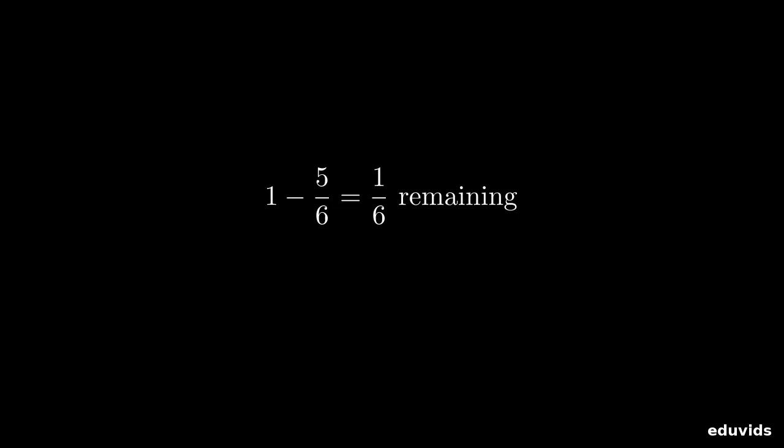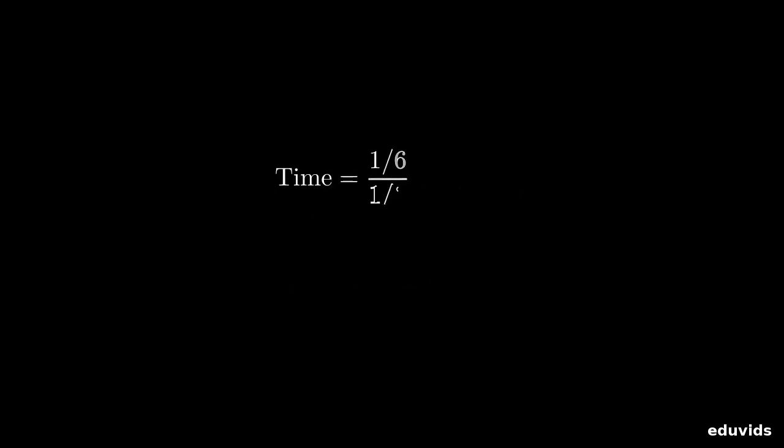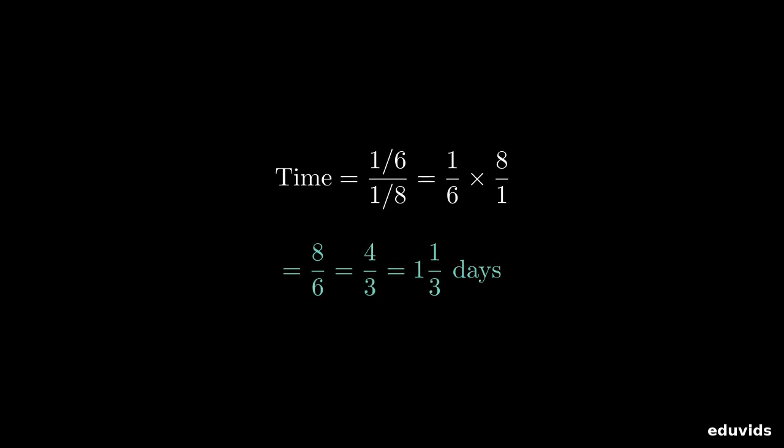We know the next day is your turn to work. You can paint 1/8 of the fence in a full day. Since you only need to paint 1/6, we divide the remaining work by your daily rate. 1/6 divided by 1/8 is the same as 1/6 multiplied by 8/1. This equals 8/6, which simplifies to 4/3, or 1 1/3 days.